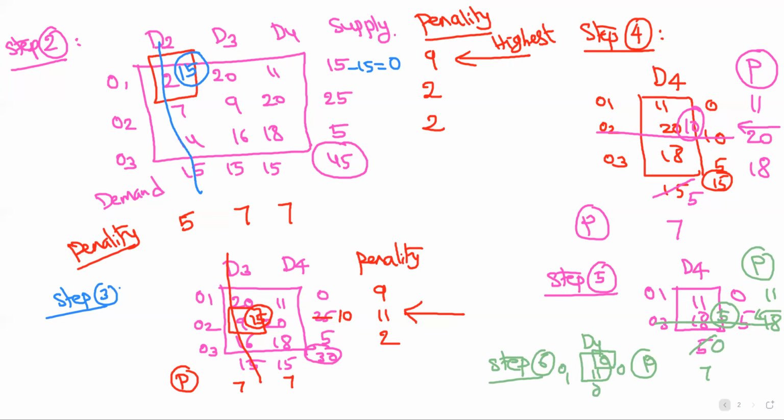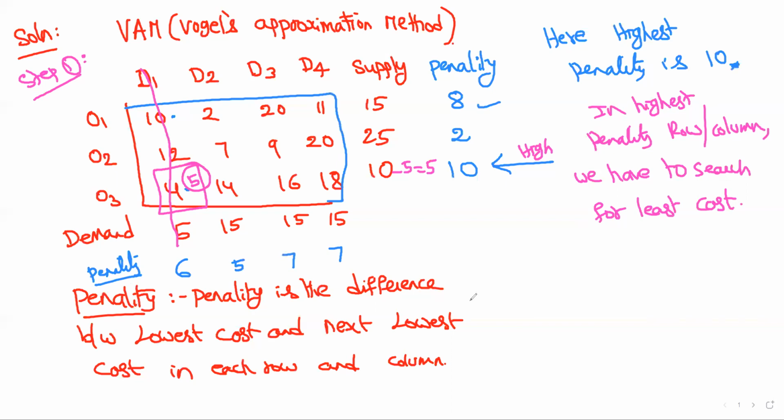So once again, see, we are finding the penalties. Penalty is the difference between the least and next least element, the lowest cost and next lowest cost. Here I can find the penalties. If you observe, the highest penalty is 10. So this is incoming. Here we have to see inside.